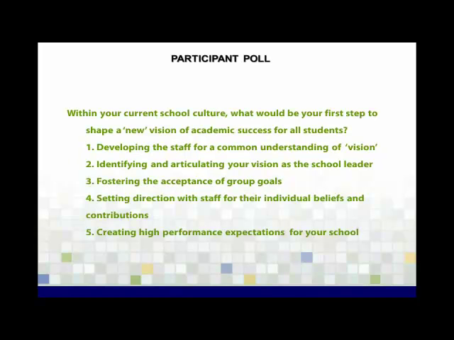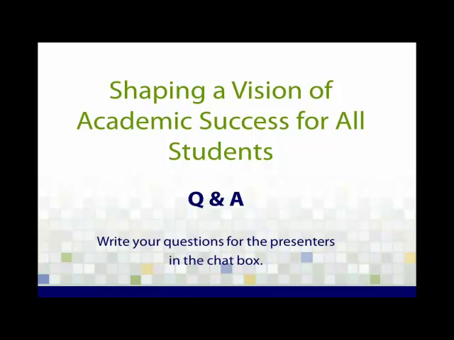We're going to go back just for a second to look at the participant poll. Remember, we had 33% of you said developing staff for a common understanding of vision is how you would create or shape a new vision in your school. And also 33% of you said creating high performance expectations for your school. I hope through listening to Julie and Dennis and James, you have an idea of things that you can do to help shape your new vision. At this time, we're going to take some of the questions.